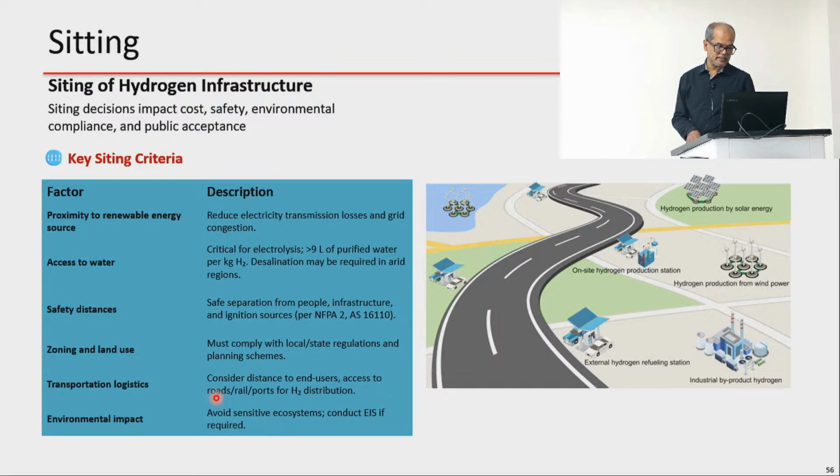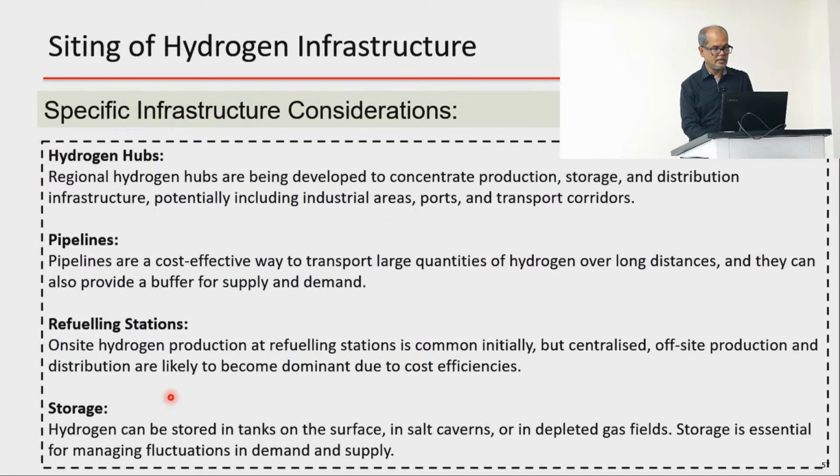Also if you have good access with road, rail, ports for hydrogen distribution. And then environmental impact: always, you have to avoid the sensitive ecosystem where you are thinking of siting hydrogen infrastructure. So these are some of the specific infrastructure considerations you need to think about, if you have the hydrogen hub, pipelines, refueling station, and storage.